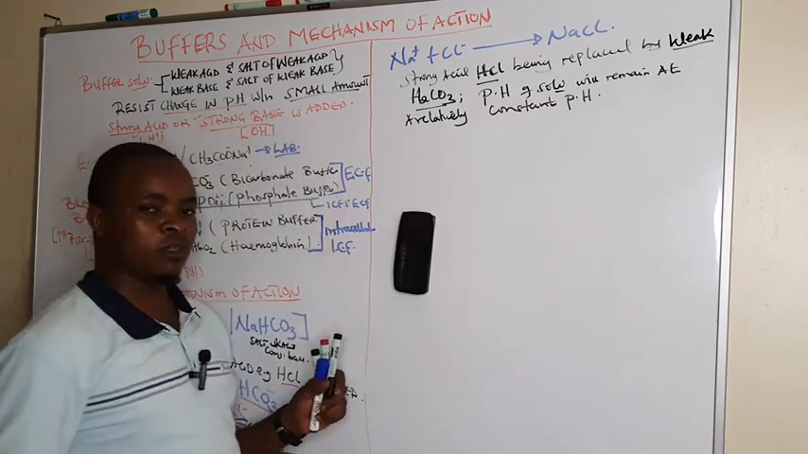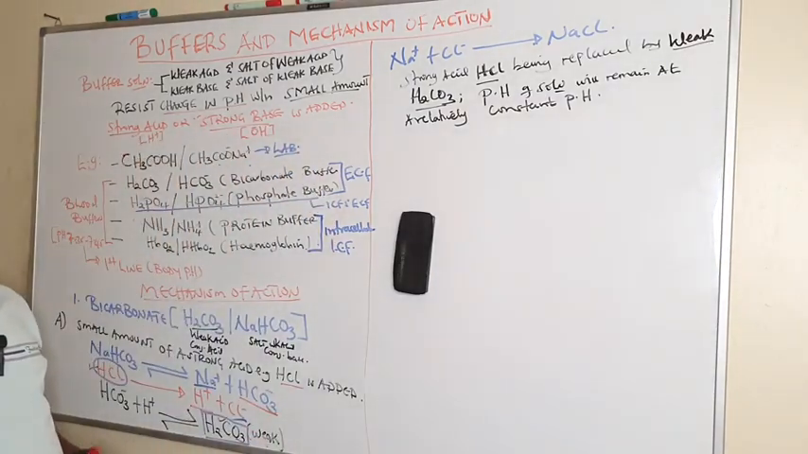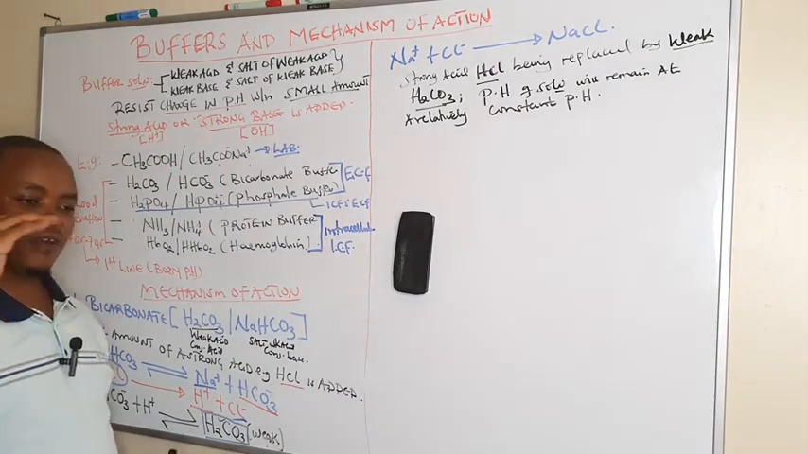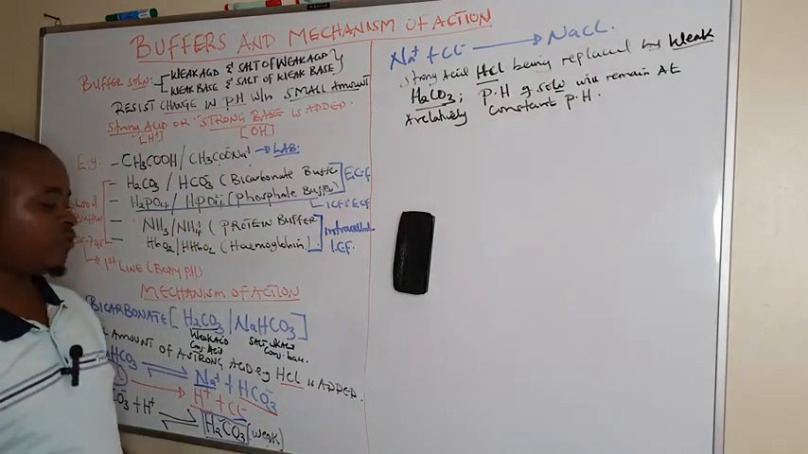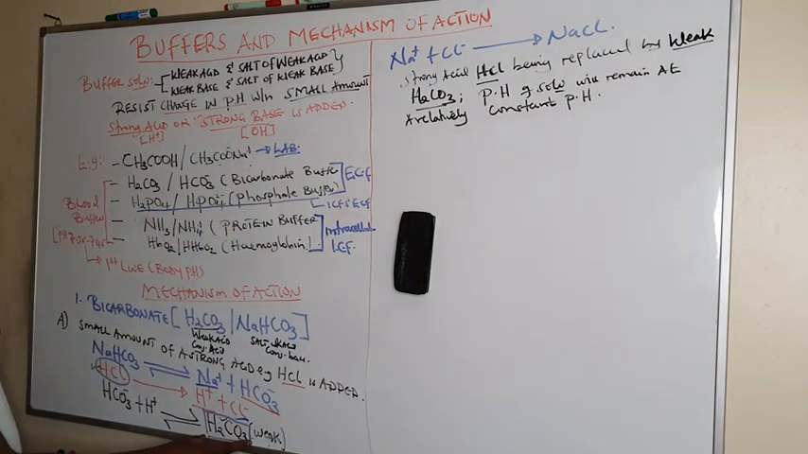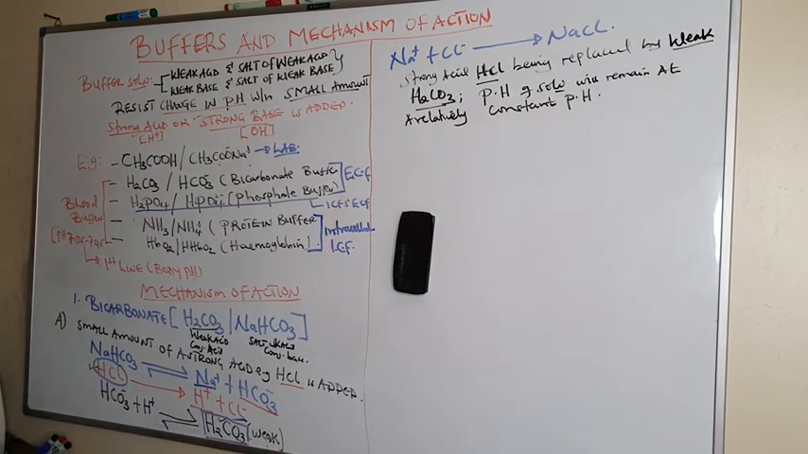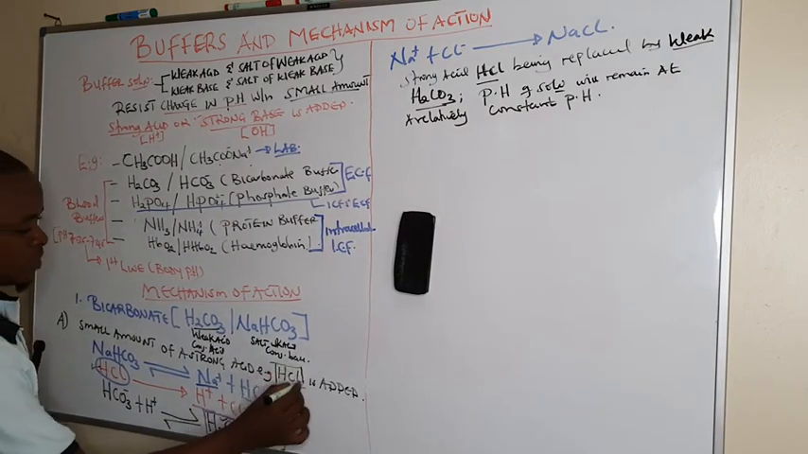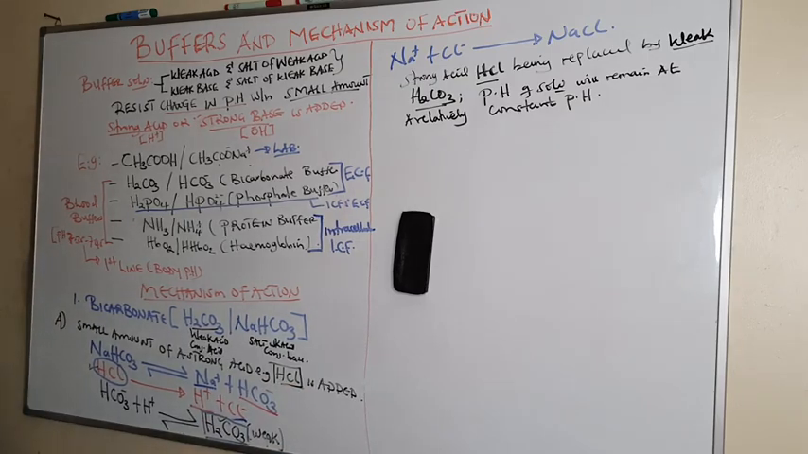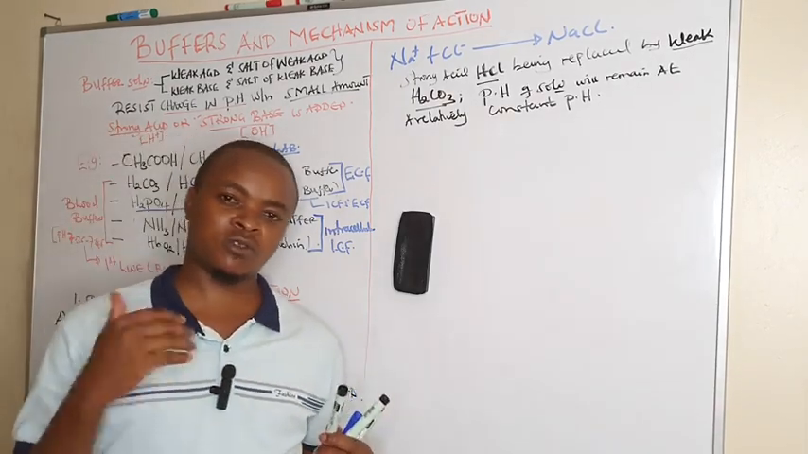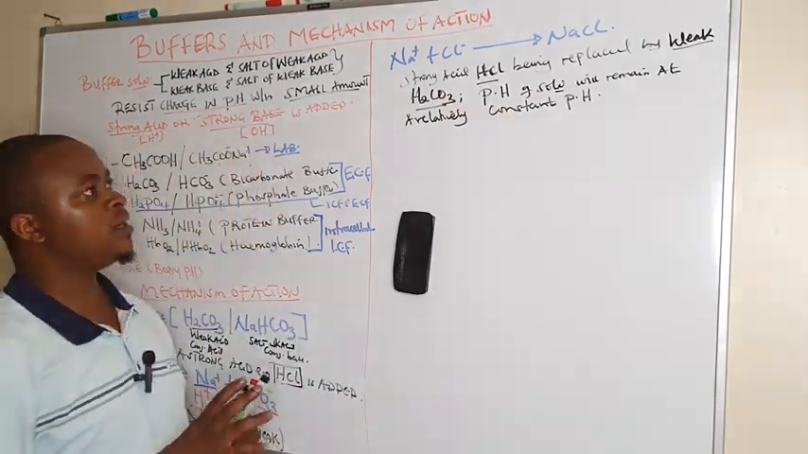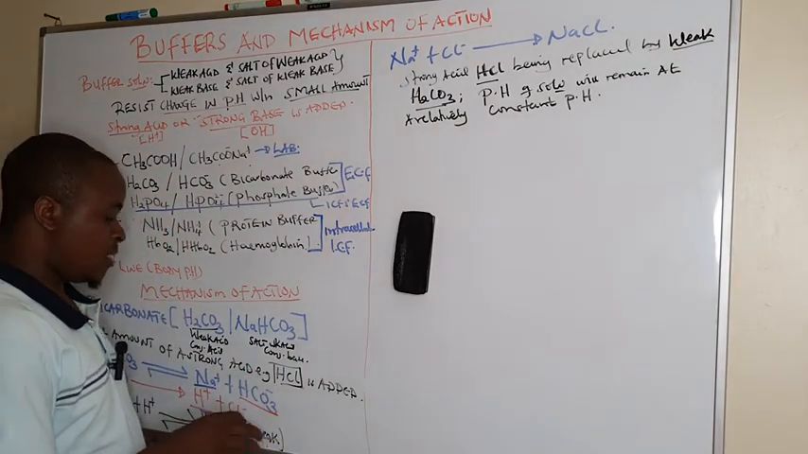And this is what we call the mechanism of action, whereby we have a strong acid which would have caused a change in pH, and we have replaced it with weak carbonic acid after adding these small amounts of hydrochloric acid. So that is how this bicarbonate buffer can maintain pH when we add a small amount of a strong acid like hydrochloric acid.